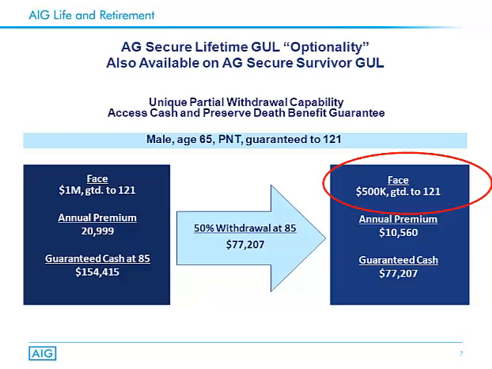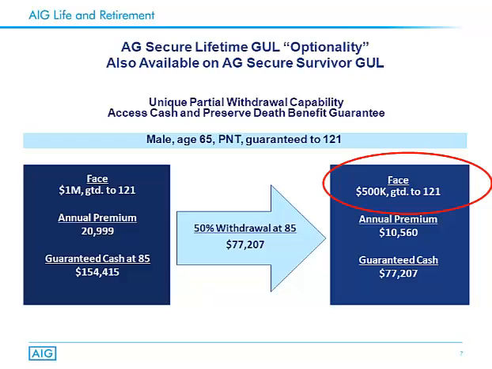What we do is we reduce the death benefit and the premium in the same proportion of guaranteed cash value taken out to how much was in there. Well, there was 50% withdrawn, so we reduced the death benefit by 50%. It was $1 million, now it's $500,000. We reduced the premium from the $21,000 down to the $10,500.